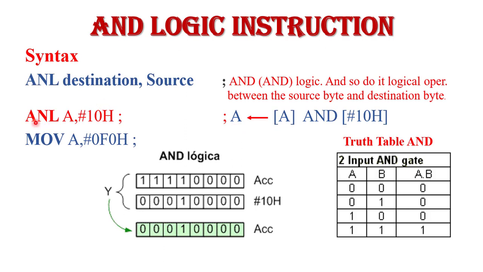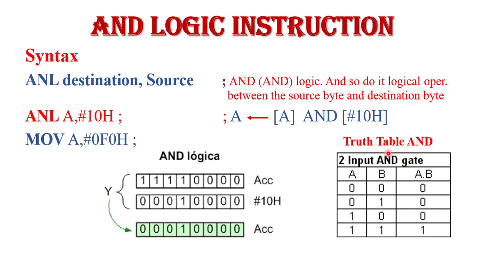To execute this instruction, first we want to load the accumulator register with some data. So we use the move instruction, MOV A comma hash 0F0H. This instruction tells that this immediate data is copied into the accumulator register. When this instruction gets executed, the accumulator is loaded with this value. After that, we will execute this instruction.